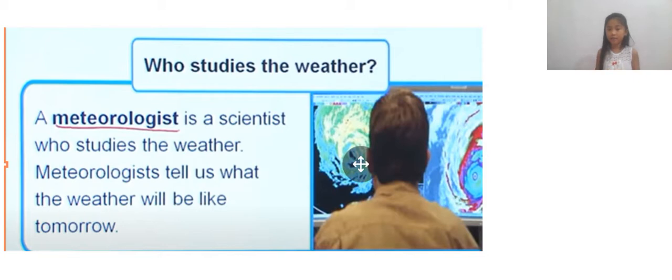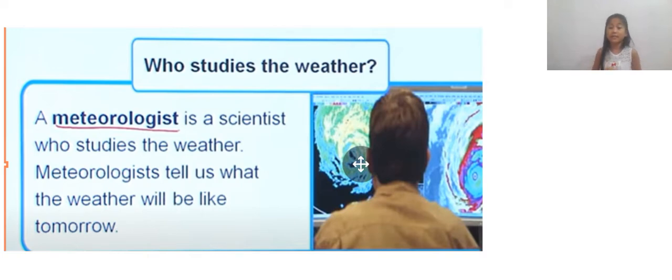This word has 1, 2, 3, 4, 5 syllables. They are: me-te-o-rol-o-gist. Meteorologist. Remember this word.